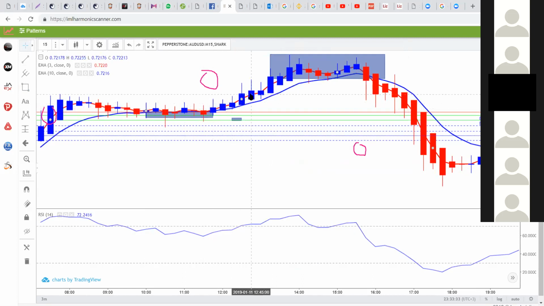You will remain in that buy as long as this blue line, EMA10, your EMA10 is like a covering.